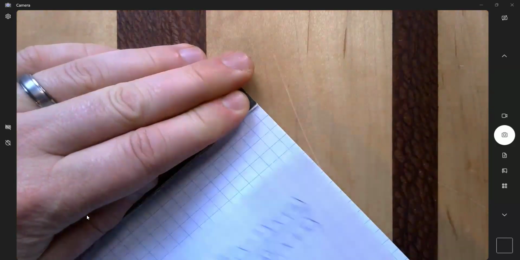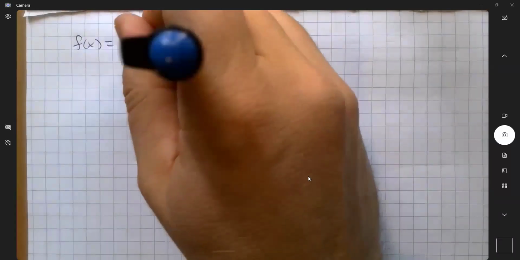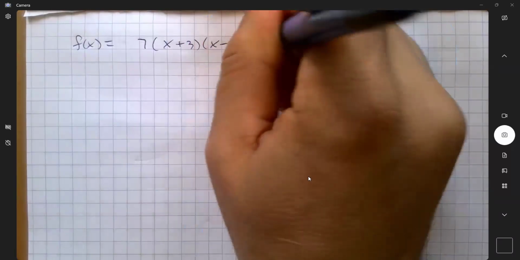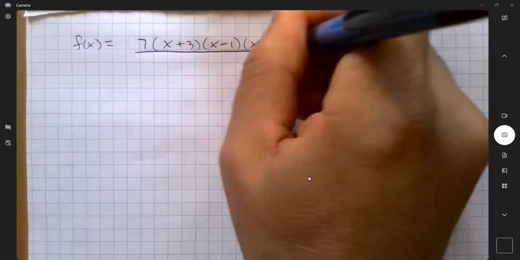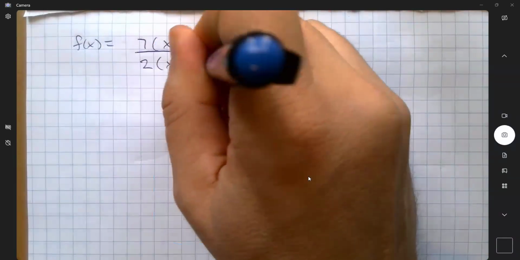Let's just do a different one. Let's do another example, and then I'll talk about holes and also some special cases for end behavior. I'm not going to worry about the y-intercept for this one because I'm just going to give you this formula in factored form, and I don't feel like multiplying it out. So let's do 7 times x plus 3 times x minus 1 times x minus 4. And let's divide that by 2 times x plus 2 times x minus 3.